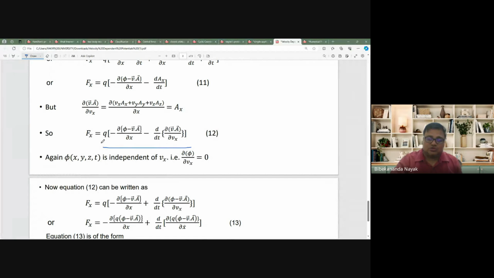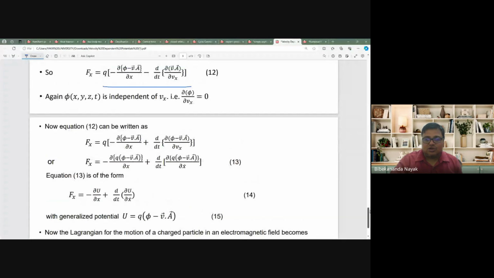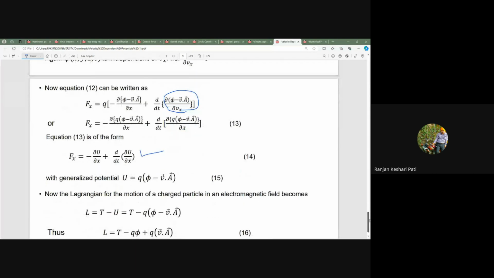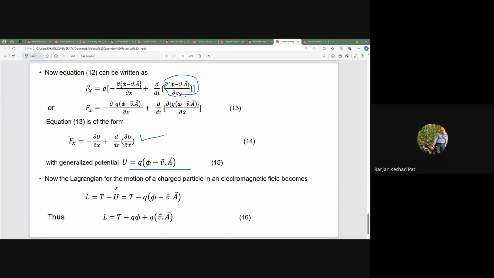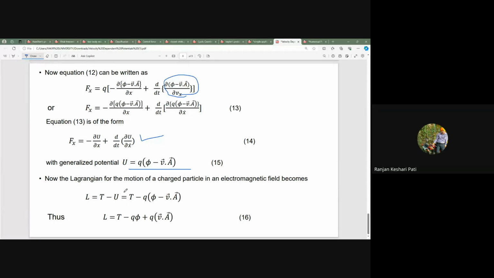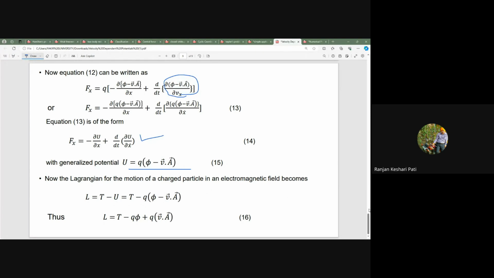The x component of force, similarly the y component and the z component. So Fx is equal to, in the form of, minus del U by del x plus d by dt of del U by del x dot, where U is equal to this term: q phi minus q v dot A. So here a similar Lagrangian procedure can be followed to get the equation of motion, where in place of V you write the generalized potential U. This is the Lagrangian for an electromagnetic field.